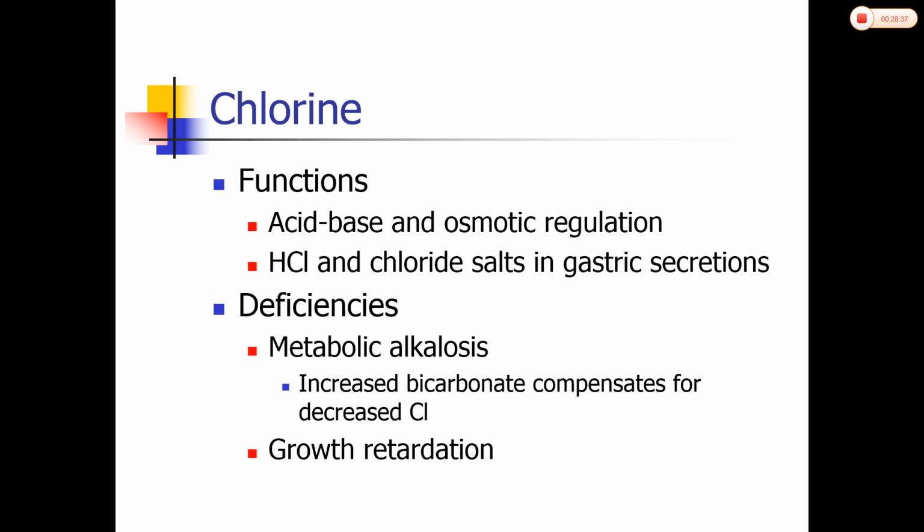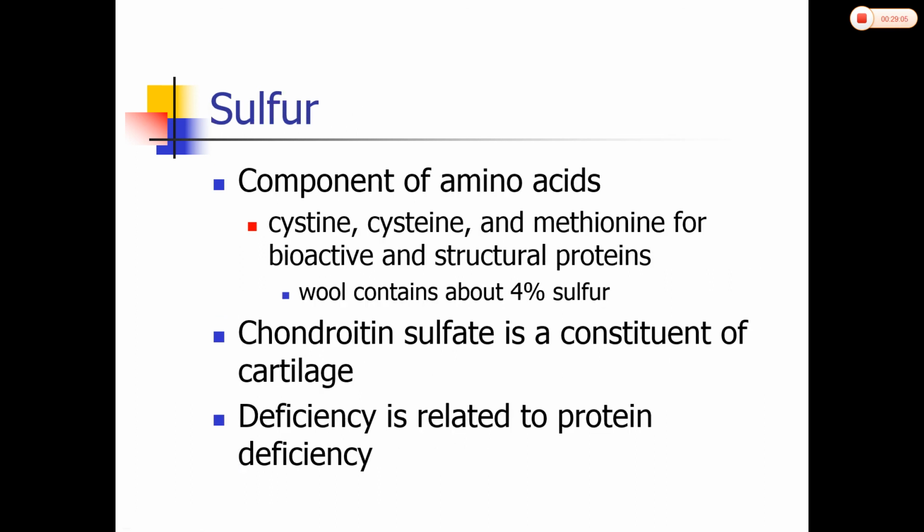Chloride functions to maintain acid-base balance and osmotic regulation. Hydrochloric acid and chloride salts are important in gastric secretions, and their deficiency may lead to alkalosis, where the pH goes up, because the increase in bicarbonate compensates for the decrease of chloride, and growth retardation is also observed.